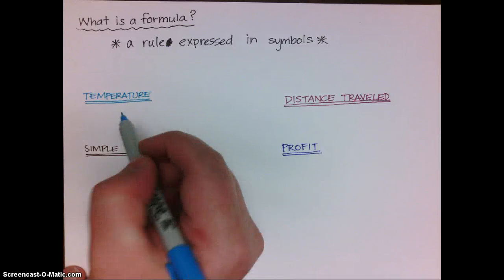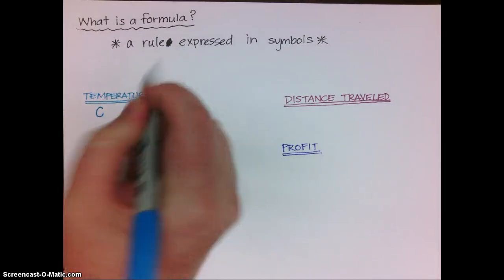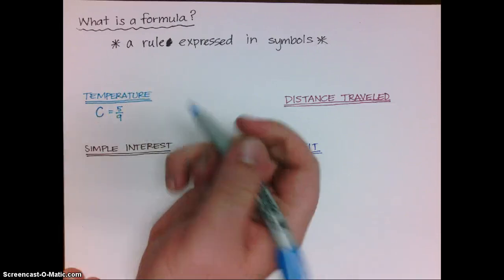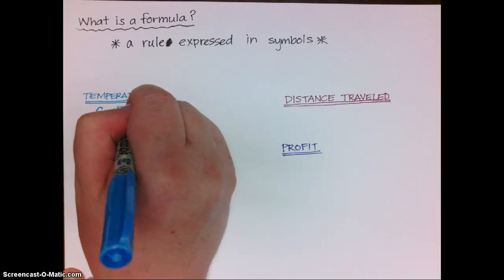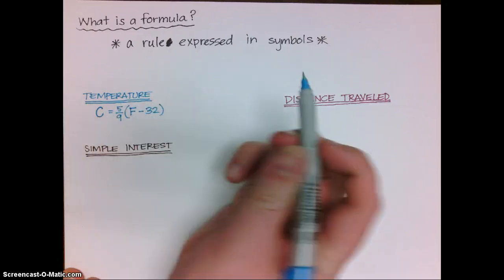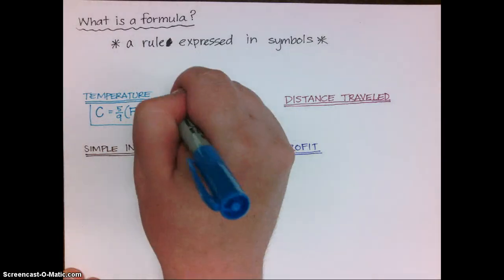The first one is in regard to temperature, and the formula I'm going to give you is C equals 5/9, it's a fraction, parentheses, that means times, capital F minus the number 32. Okay, this is the temperature formula.